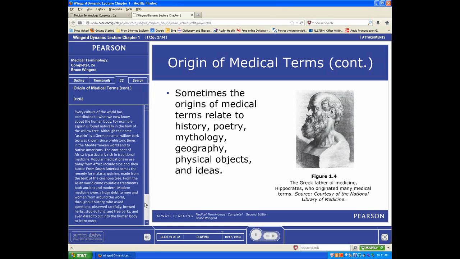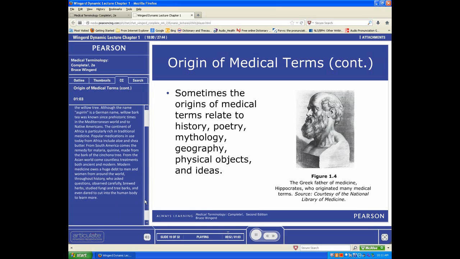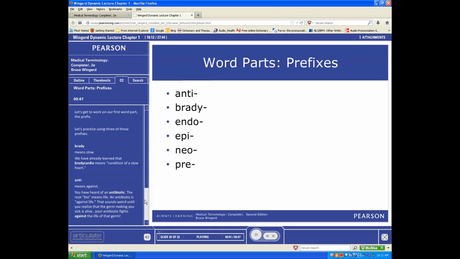Let's get to work on our first word part, the prefix. Let's practice using 3 of these prefixes. Brady means slow. We've already learned that bradycardia means condition of a slow heart. Anti means against. You have heard of an antibiotic.